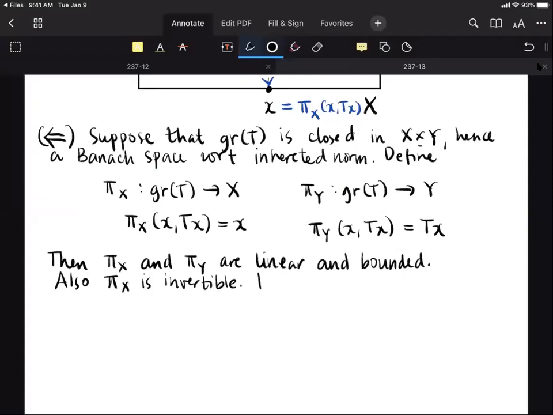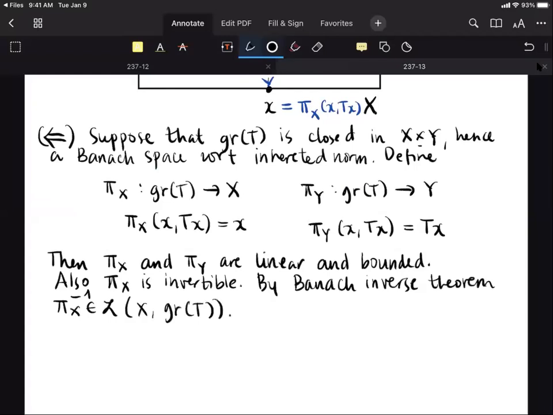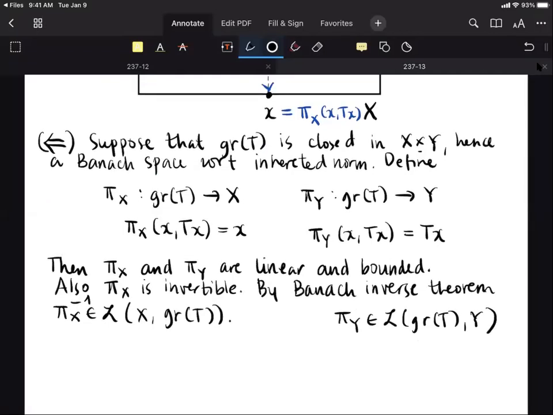By the Banach inverse theorem, pi x inverse is a bounded linear operator from X to the graph of T. Take note that from the first one, we already know that pi y is a bounded linear operator from the graph to Y. So this one here.